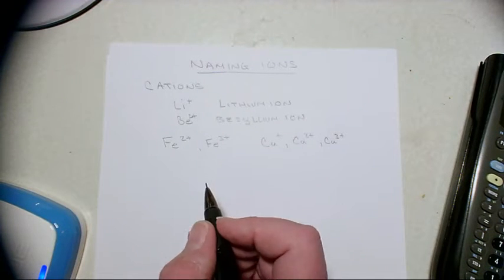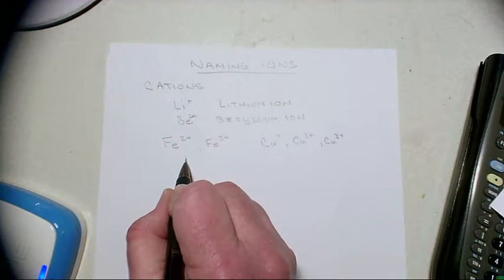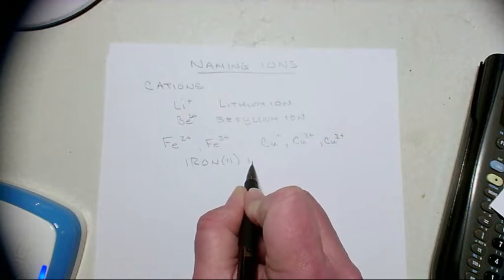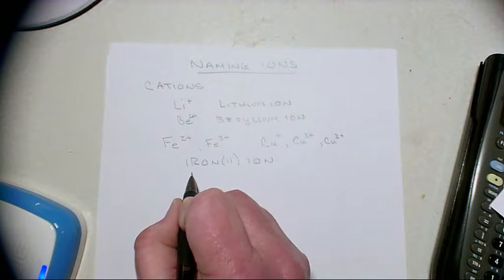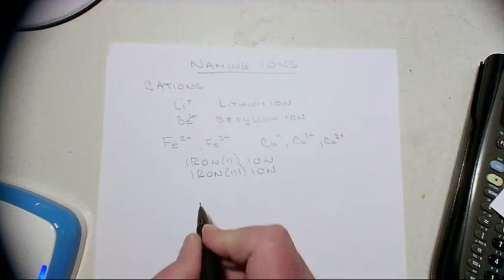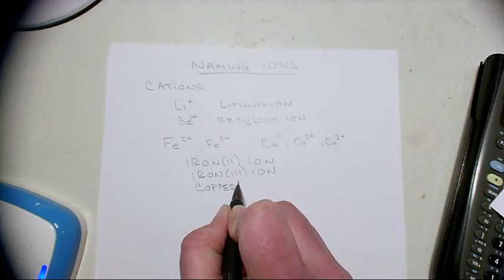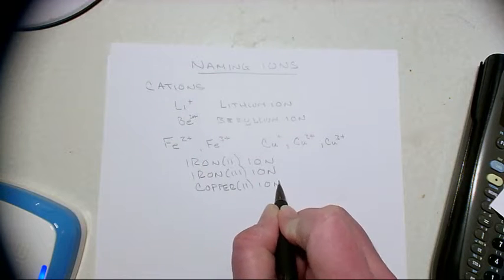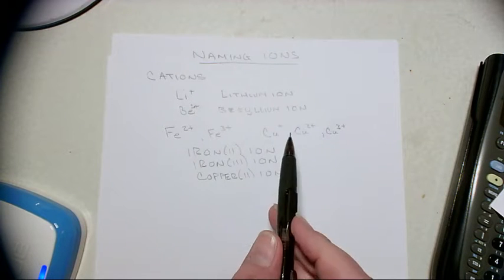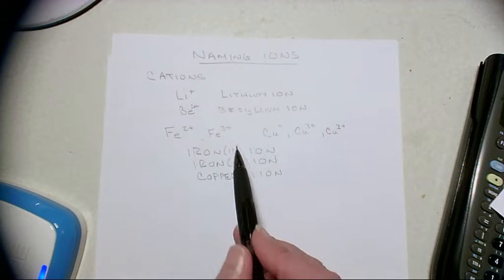And the way we do that is with Roman numerals. So iron would be iron(II) ion, and then iron(III) ion. Same with copper, I'll only do one. For copper, we'll choose the 2, copper(II) ion. Easy enough. So, Roman numerals: when something is in the transition metal area, or can have more than one oxidation state, we need to define what those charges are.